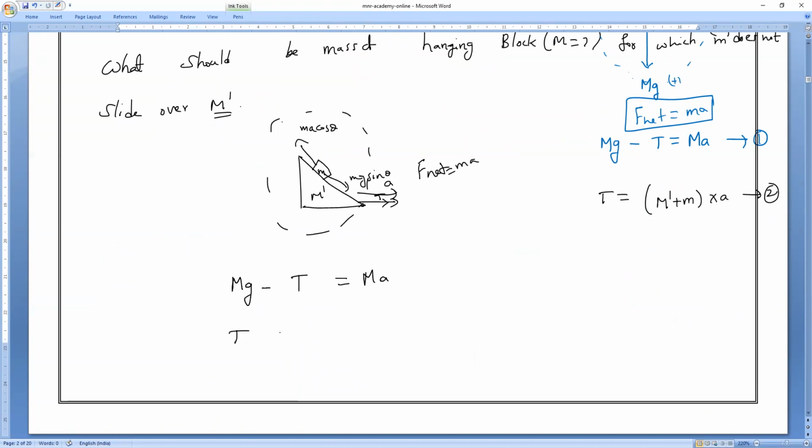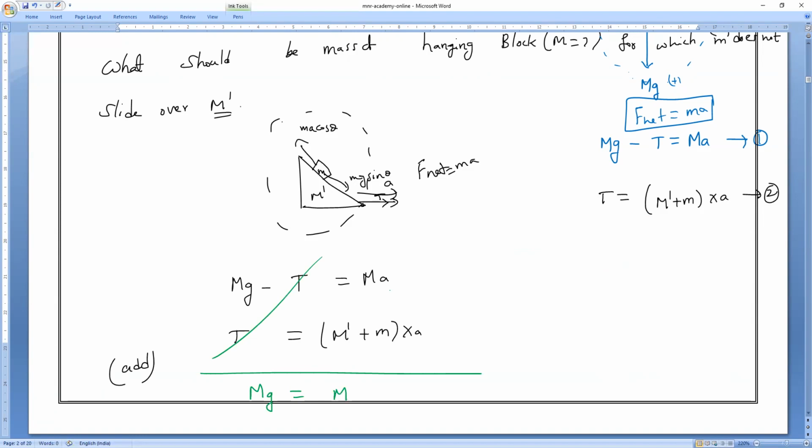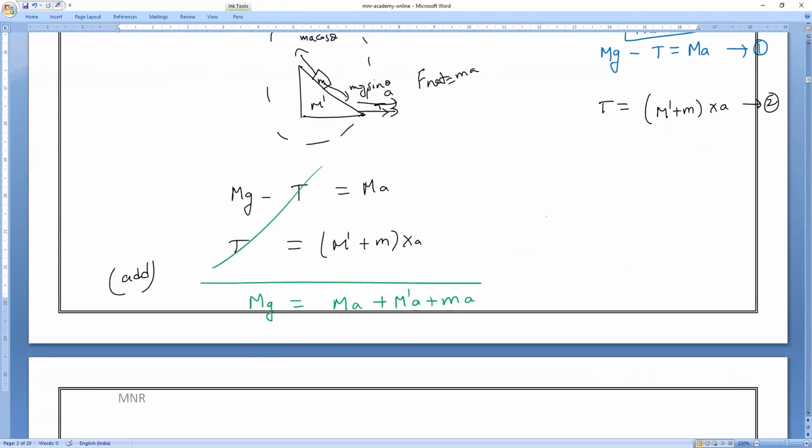Second equation, T is equal to (capital M plus small m) into A. Now add both the equations. Both the T's will get cancelled. So we'll get capital Mg is equal to capital M dash A plus small ma plus capital Ma. Am I right or wrong? Will you all agree with me?